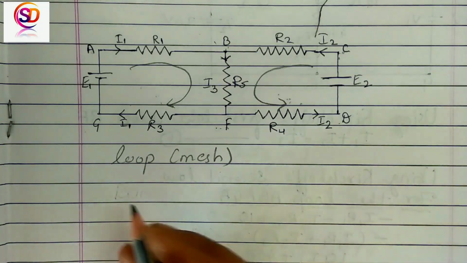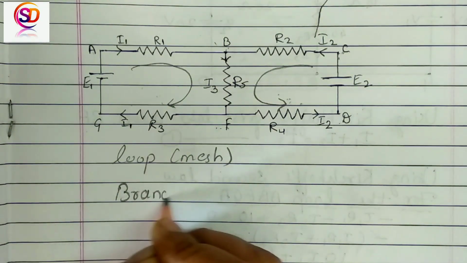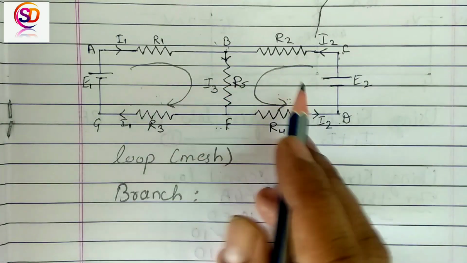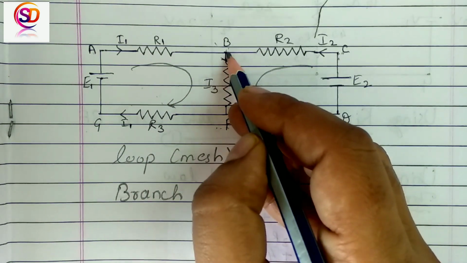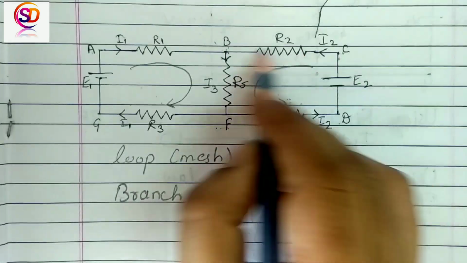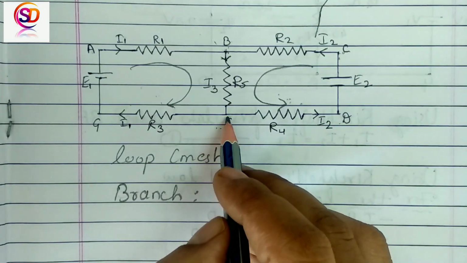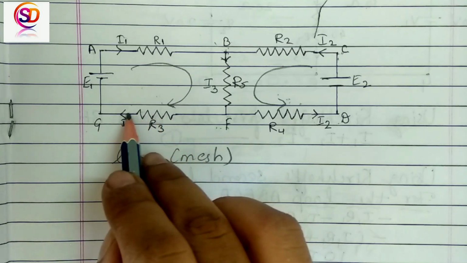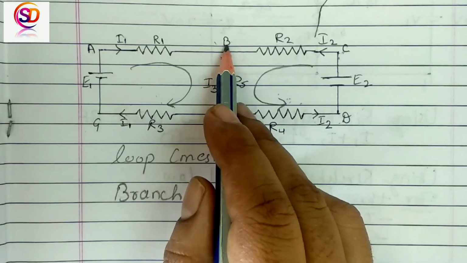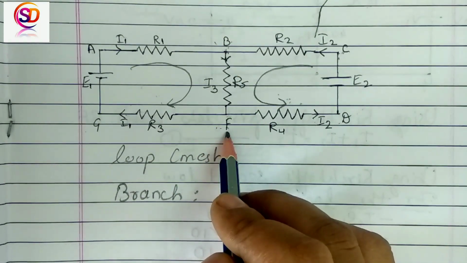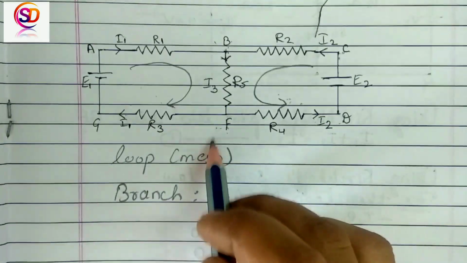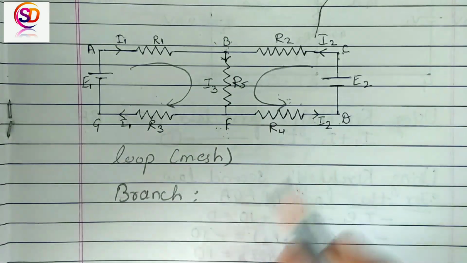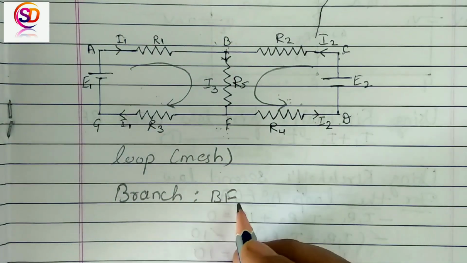Consider the other term, that is branch. A branch is any part of the network that lies between two junctions. See here, B is a junction where I1 comes and meets and I2 also. So B is a junction and F is also a junction from where I2 is leaving and I1 is also leaving. So B and F are two junctions. A branch is any part of the network that lies between these two junctions. So BF is a branch over here.